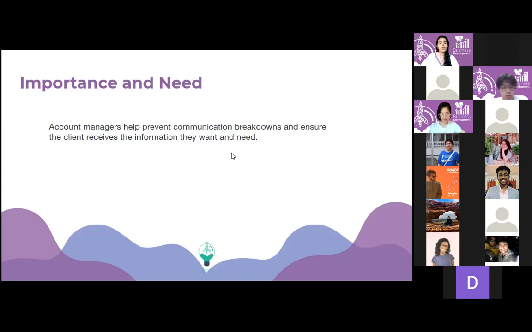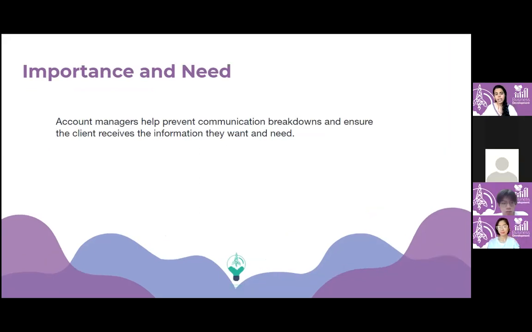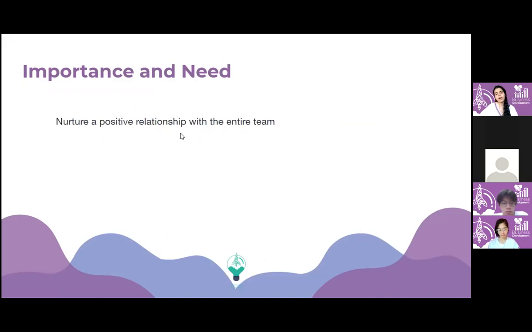And yes, also account managers help prevent communication breakdowns and ensure that the client receives the information they want and need. There is always that. Again, nurture a positive relationship with the entire team. So this is a very interesting point.